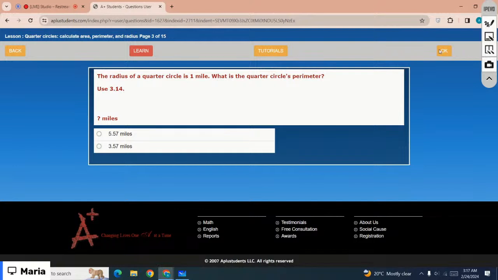Okay. The radius of the circle is 1 mile. What is the quarter circle's perimeter? So you are given the radius, that is 1 mile. You have to calculate the perimeter of the quarter circle. So just use the formula you are given and calculate the value. So which is the correct option?